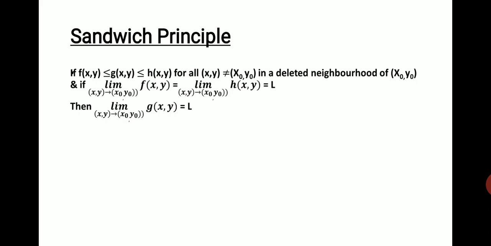So if f of xy is less than or equal to g of xy, which is less than or equal to h of xy, for all xy not equal to x0 y0 in a deleted neighborhood of x0 y0, and if the limit of f of xy and the limit of h of xy are equal to L, then the limit of g of xy is equal to L.